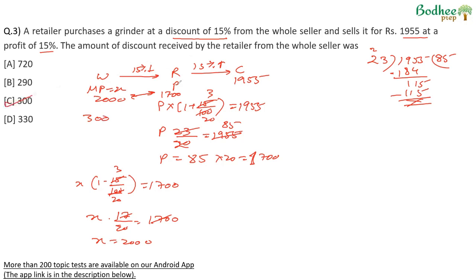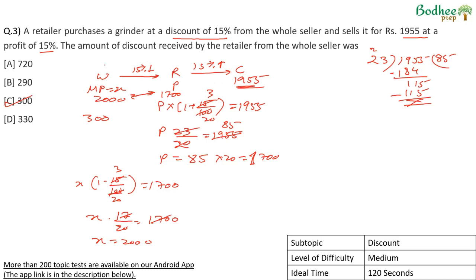So the retailer paid 1700 for the grinder. On that, there was a profit of 15%. 15% of 1700 will be 170 and 85, 255. So 1700 plus 255 is 1955, for which the retailer sold the grinder to the customer. Hence, the discount received by the retailer from the wholesaler would be rupees 300, option C. Again, there are two levels of calculation involved, so I'm saying moderate, but in any case, you should be able to solve this question in about 2 minutes time.